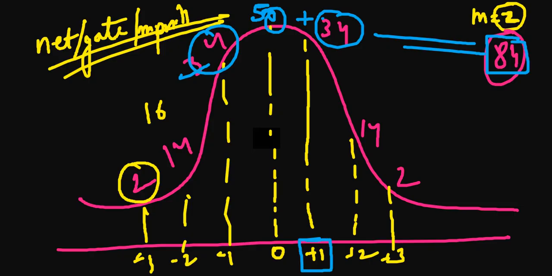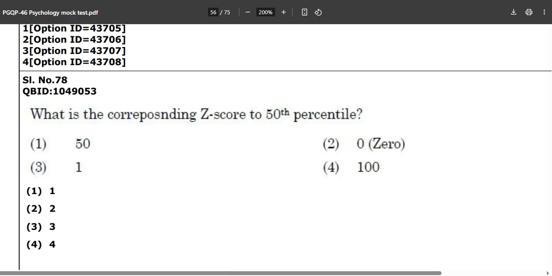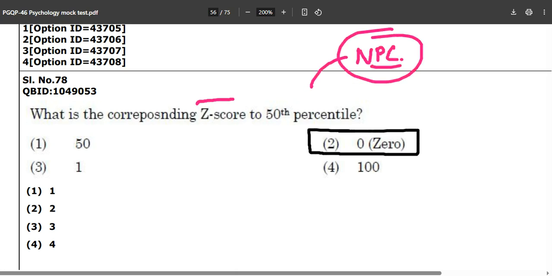Fair enough. Now what are they asking? They are asking for the 50th percentile. So on the 50th percentile, what is going to be the Z score? It will be 0, and that is how you will come up with the answer. So first, what you need to understand is the basic NPC, how it is, what it is, and the mean and SD of this particular Z score. Okay, so that is why the answer is correct, 0.